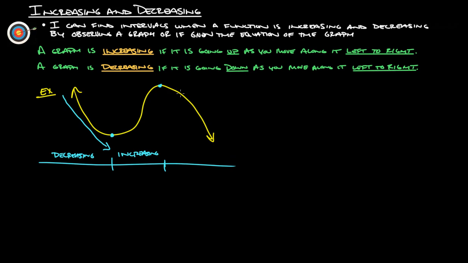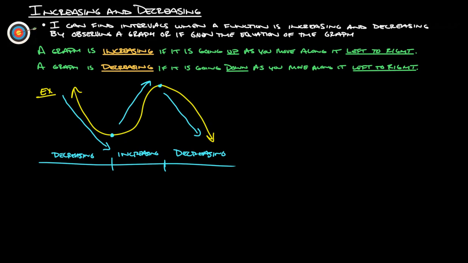Okay, and then from here on to the end, as we're moving along, the y value is getting smaller and smaller. So this would be back to decreasing. Okay, so just draw your little arrows here. From here to here, it's increasing. Here on, it's decreasing. Always read it left to right, and that should make it hopefully pretty straightforward.